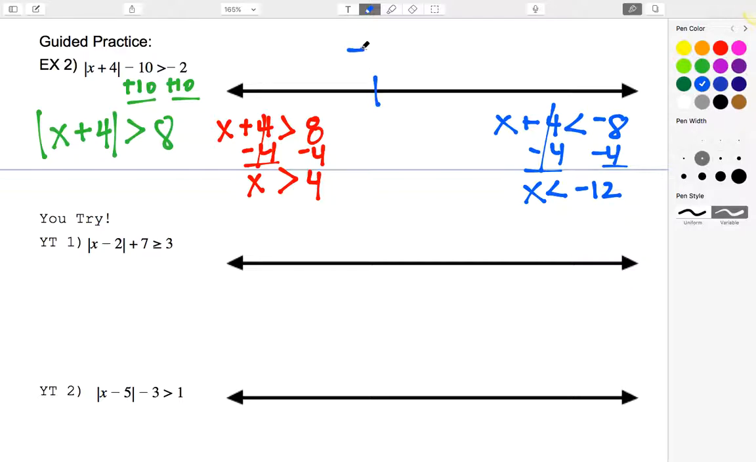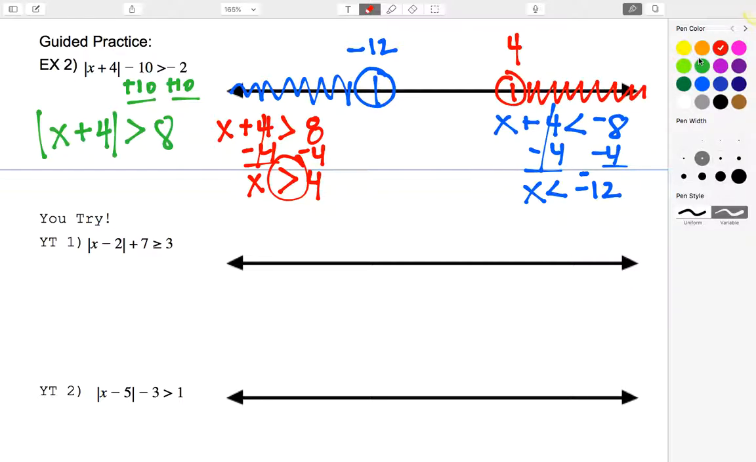On the number line, -12 would go on this side, and 4 would go here. When I think about graphing x is less than -12, I see that it will be an open circle, and I'm going to shade all numbers less than -12, which are going to be to the left. When I graph 4, it also will be an open circle because it's greater than, not greater than or equal to, and I will shade to the right of 4, or numbers greater than 4. If I were to write this in interval notation, I would say -infinity to -12 in union with 4 to infinity.